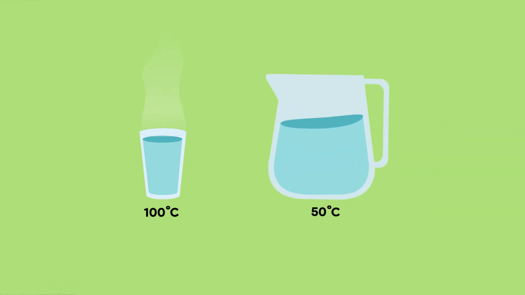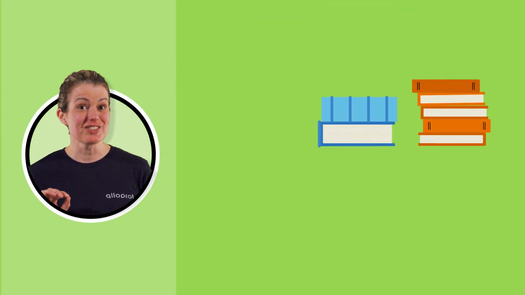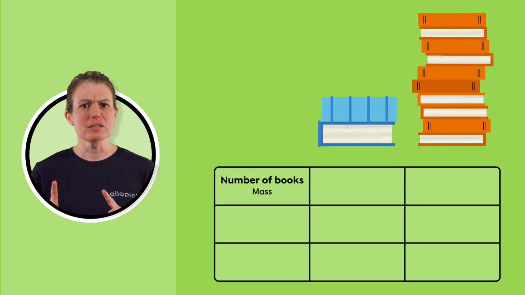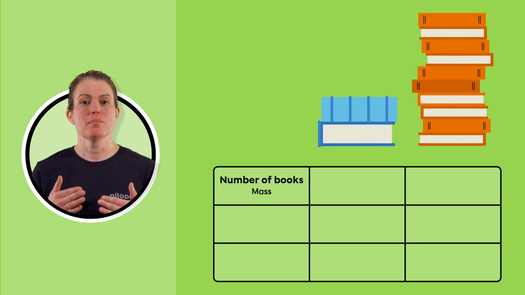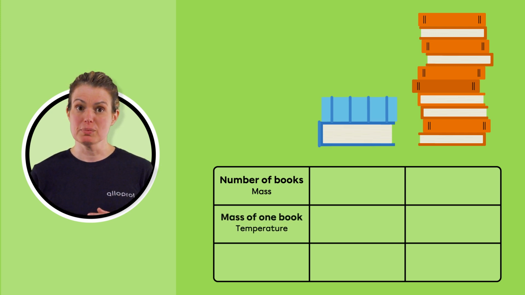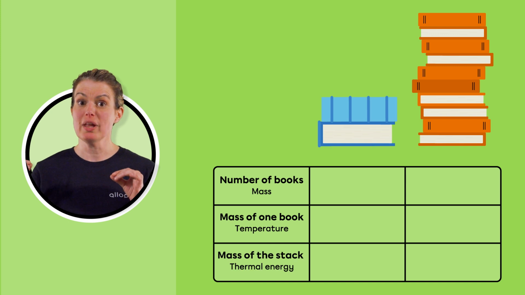Let's compare a small glass of water at a temperature of 100 degrees Celsius and a pitcher of water at 50 degrees Celsius. Which container of water has more thermal energy? Here's an analogy to help us understand the concept. Let's assume that the number of books in each stack represents different amounts of the same type of substance. The mass of one book represents its temperature. The total mass of the stack represents its thermal energy.